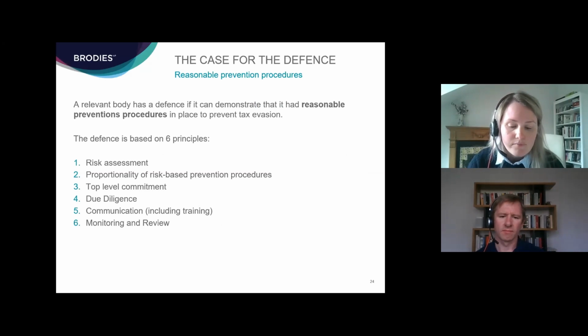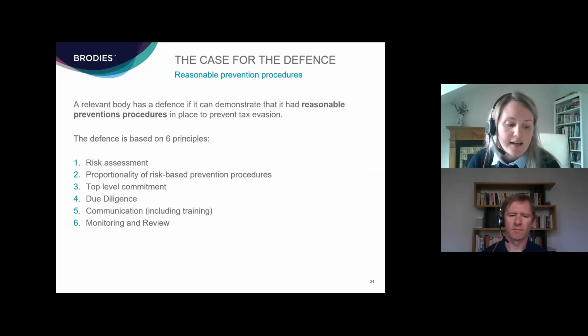This is the defence of reasonable prevention procedures. So where a company, a relevant body, can show that it has taken reasonable prevention procedures, then there's an opportunity to avoid prosecution. And the defence is based on the following 6 principles listed there on the slide. Risk assessment, that requires the relevant body to carry out ongoing written risk assessments, which are designed to assess the risk of associated persons committing a tax evasion. The prevention procedures must be proportionate, so they should be realistic, and proportionate to the level of risk and the nature of the risk identified by the risk assessment.